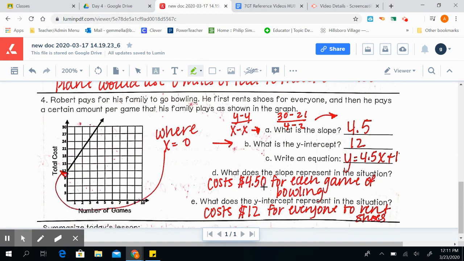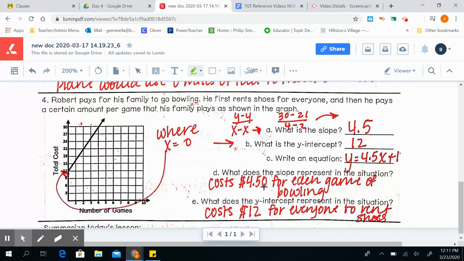All right, for the next question, Robert pays for his family to go bowling. He first rents shoes for everyone, and then he pays a certain amount per game that his family plays, as shown in the graph. So again, the slope here, I'm going to use this point.